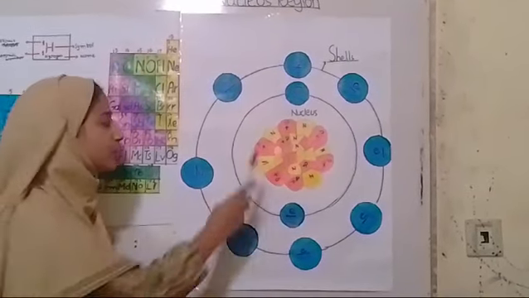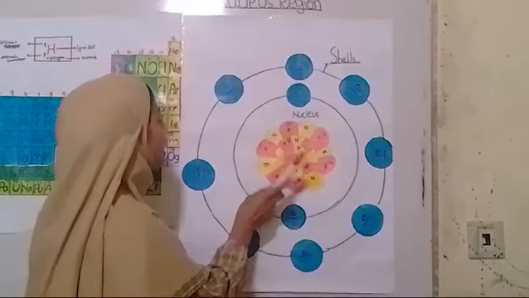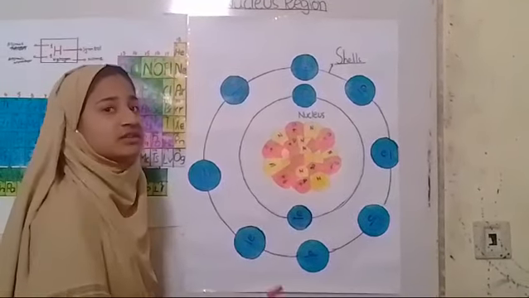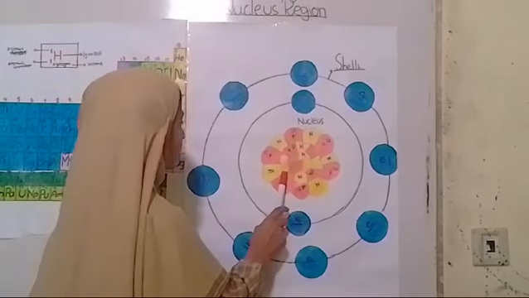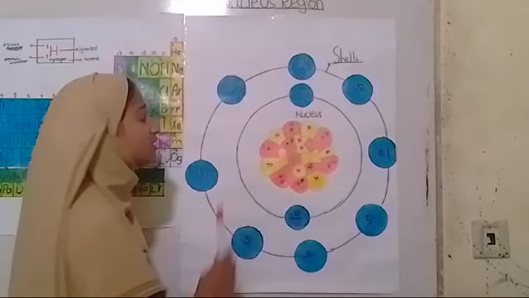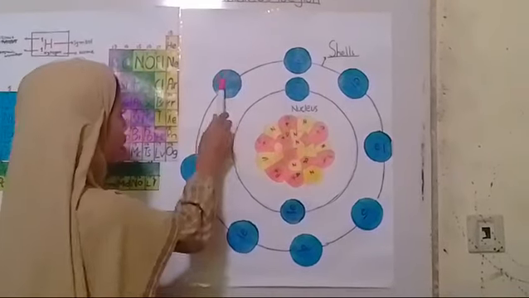And the second is the proton. Protons are positively charged, and the proton is present inside the nucleus of an atom. Its mass is about 1800 times greater than that of the electron.